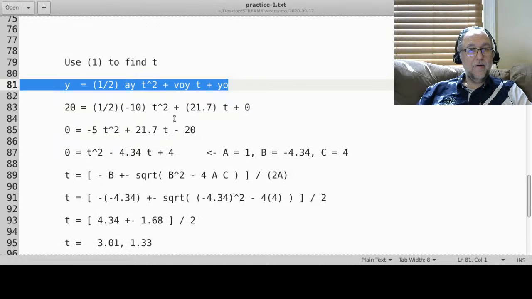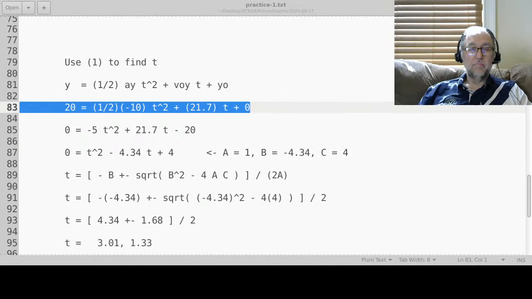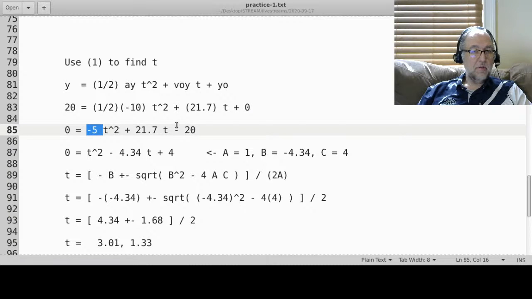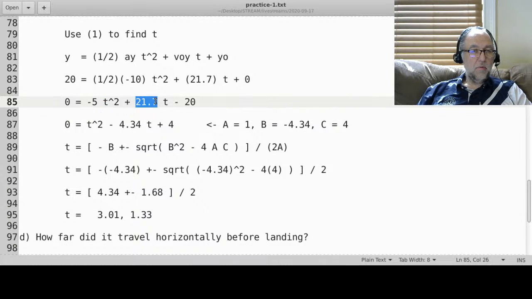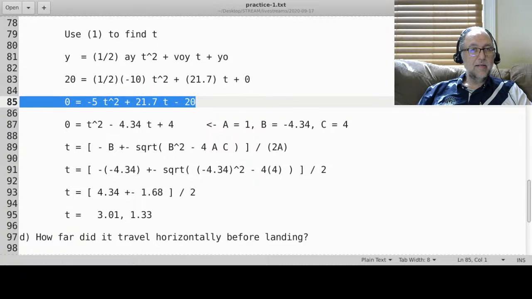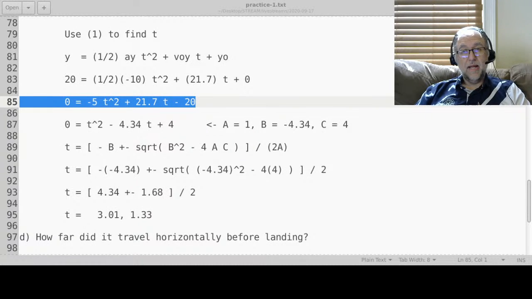So it's just plugging the numbers in, and now it's a matter of simplifying it. The first step: a half times -10 is -5 here. Then there was the 21.7, and on the right hand side, I subtracted 20 from both sides, so I get -20 on that side. The reason I did it was to get it into this form, because it's quadratic. Once you're at the quadratic, you know what to do, hopefully at this point: solve the quadratic equation.